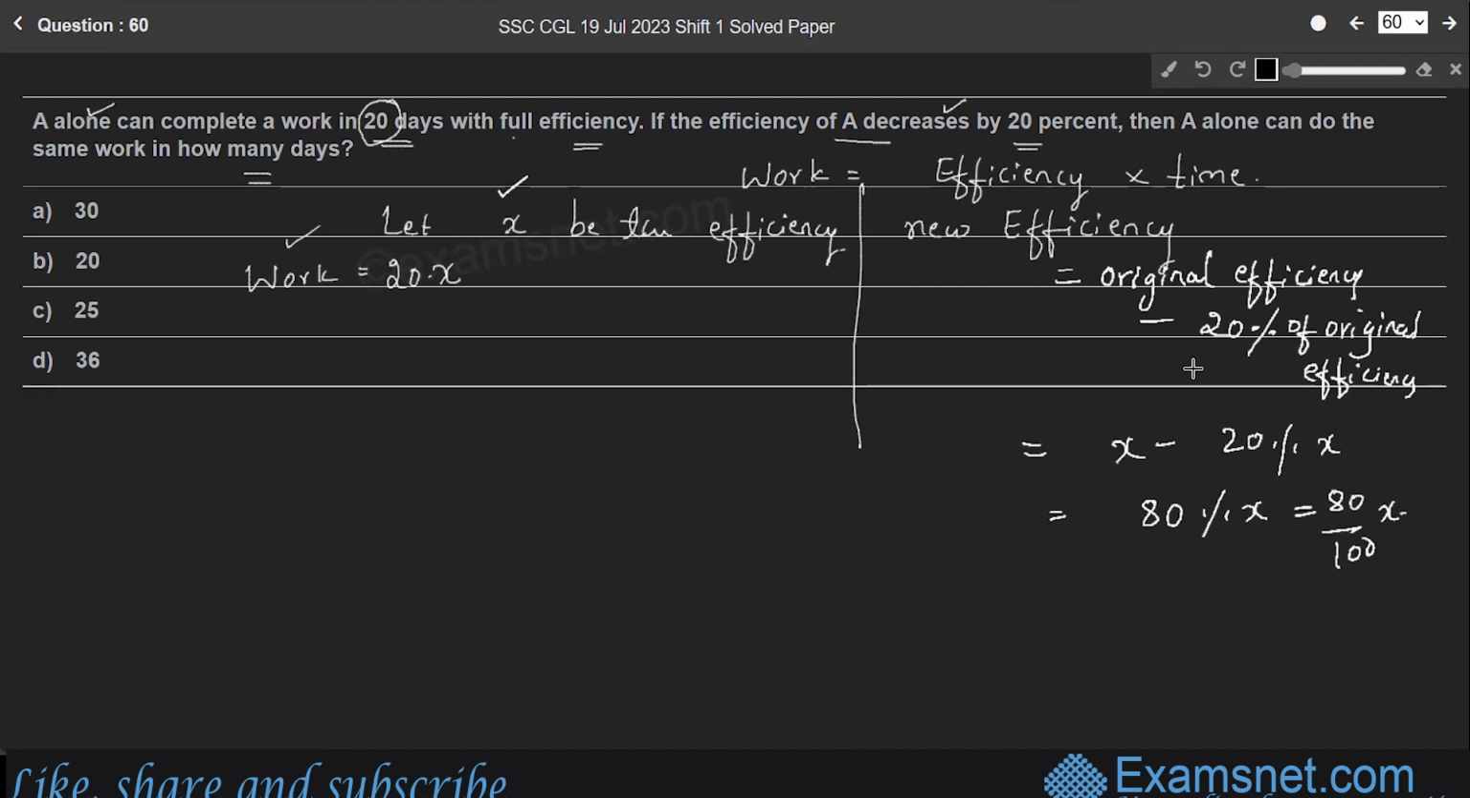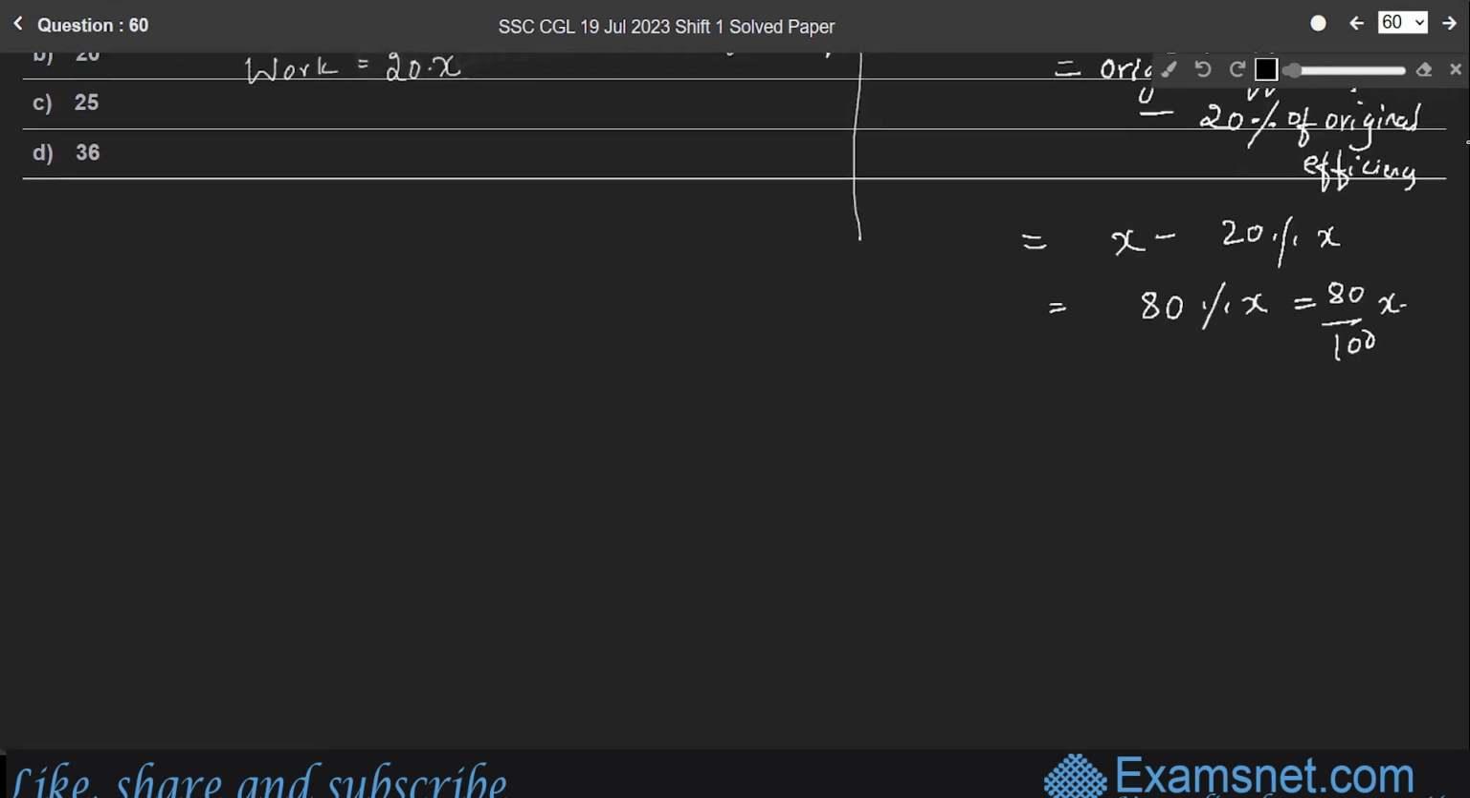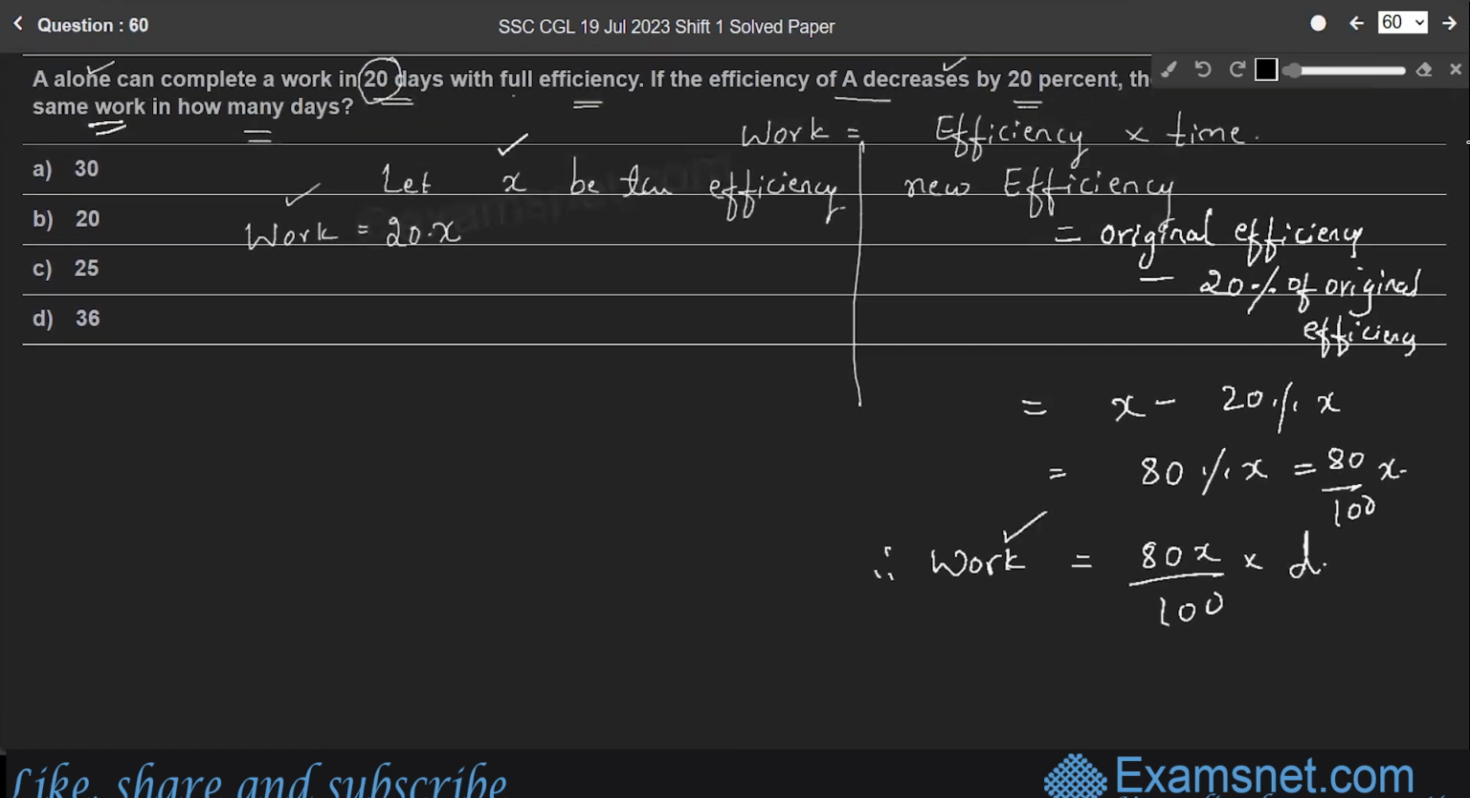But he is going to complete the same amount of work in how many days? Therefore, work is the same here. So work is efficiency into time. So 80X by 100 into D, where D is the number of days he is going to take to complete the same work with his new efficiency.